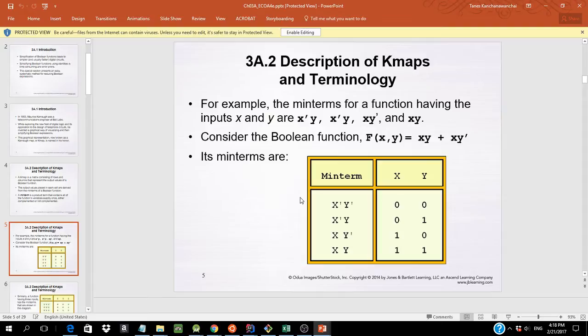So before we use this, let's start with what a minterm is. The minterms for a function having the inputs x and y are x prime y, x prime y, xy prime, and xy. I think this should be x prime y prime. So x prime y, x prime y prime. Let me put it in.